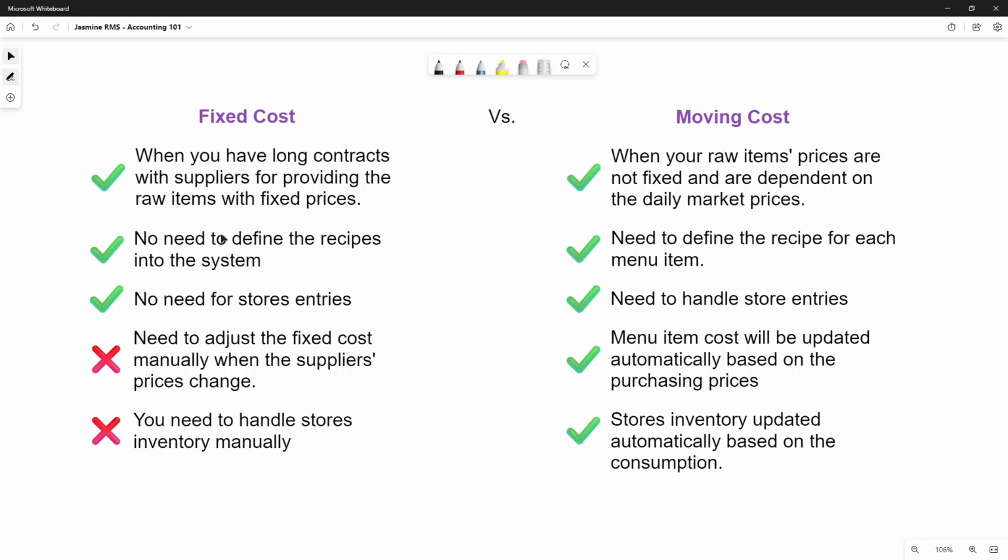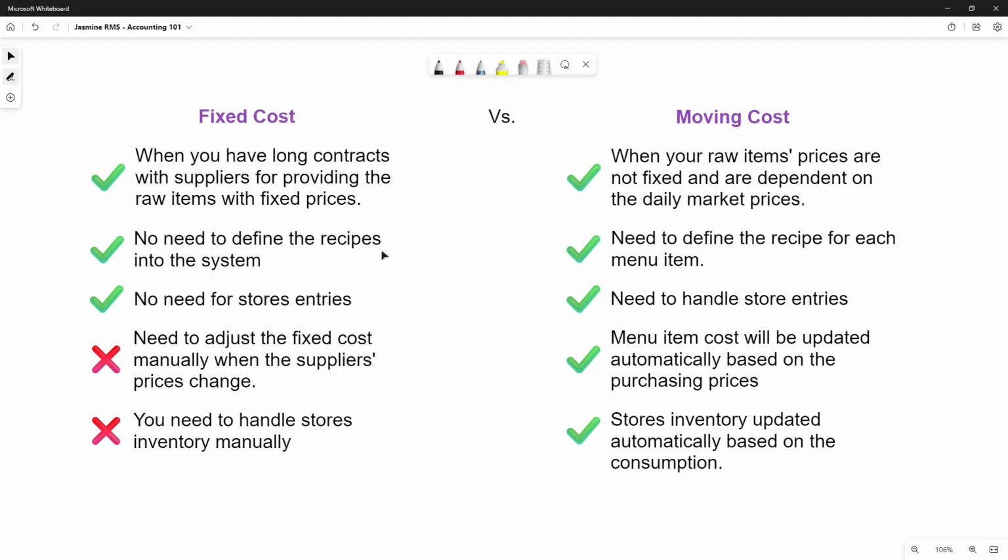In the fixed cost scenario, we don't need to define recipes into any system because we have the fixed cost and we know exactly how much the cheeseburger will cost me during this month. So I don't need to define any recipes into the system. While in the moving cost scenario, I have to define a recipe for each menu item into the system.